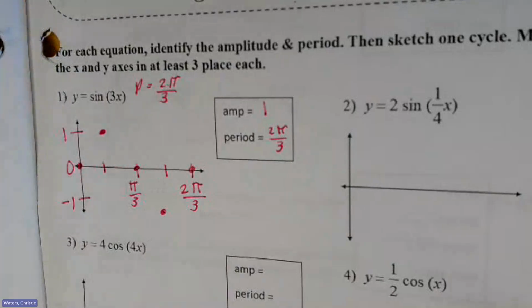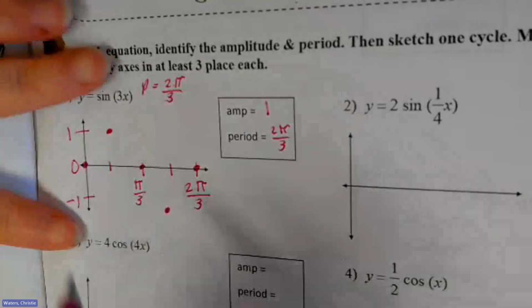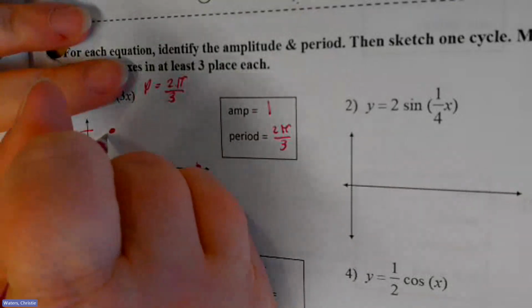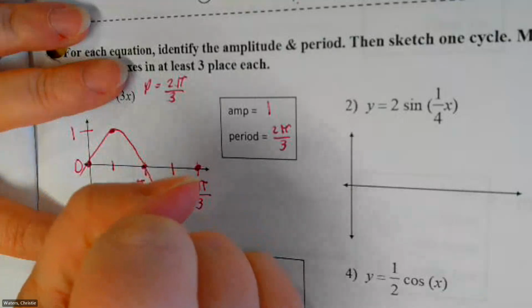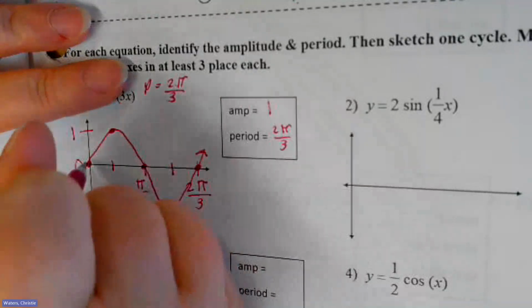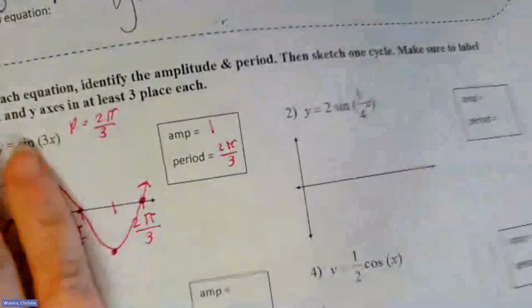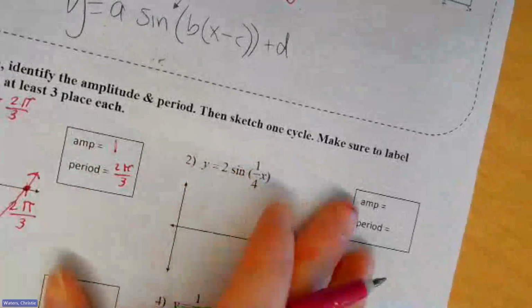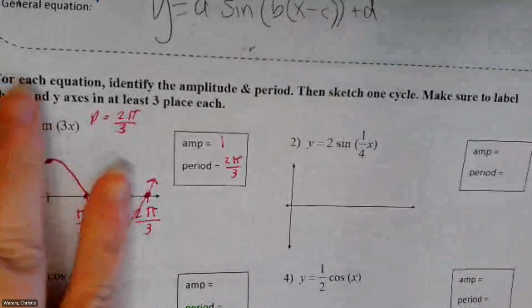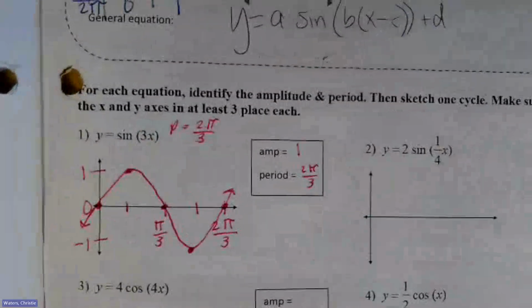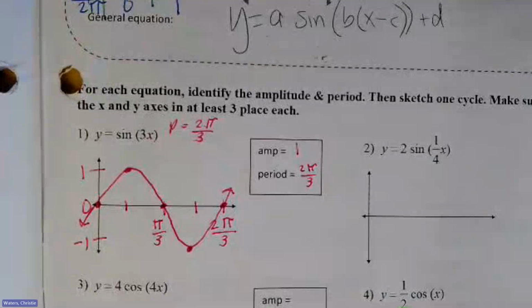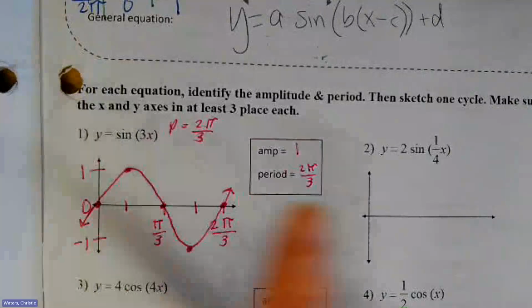Now, when I connect these dots, I need to make sure it's a curve. We have a picture of what the graph should look like up above. So you want to try to make sure it looks kind of like that. Let's see how I do. Pretty happy with that. There we go. Okay. There we are. So that is your first sine graph. Hopefully it made sense. Now we're going to move on to number 2.